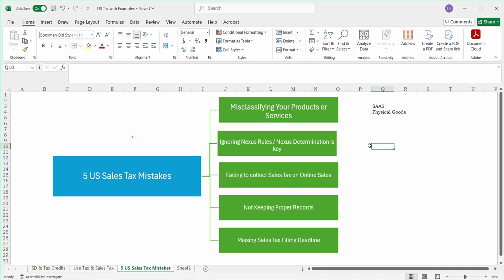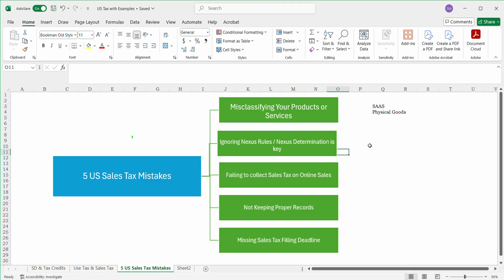This is a major mistake nowadays, because with the rise of online sales and e-commerce platforms, sellers don't charge the sales tax on their online sales, and it will cost them in future. So the first mistake is misclassifying the products. The second mistake is ignoring the nexus rules and the nexus determination. The third mistake is failing to collect sales tax on online sales.